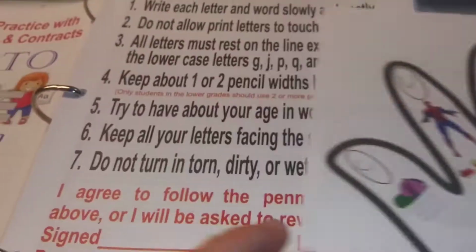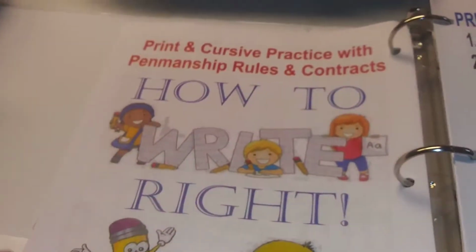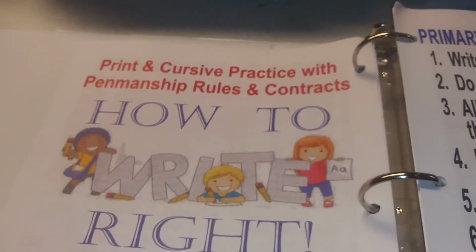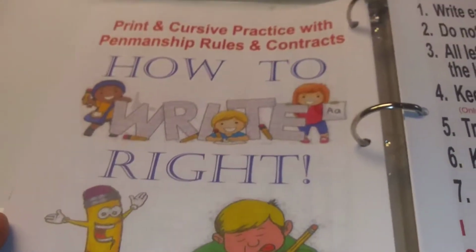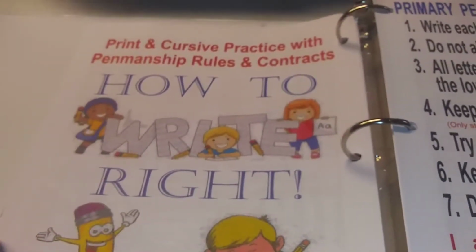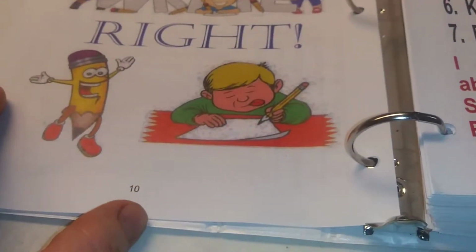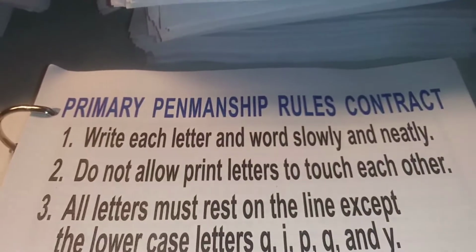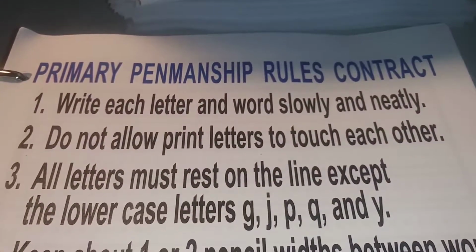So let me show you how that starts in the binder. The penmanship is at the beginning, and I would recommend that you go over penmanship week 1, day 1, and have a standard that you set. I call it print and cursive practice with penmanship rules and contract, how to write right. It starts on page 10 of my new binder. Step 1 is the actual contract that you would go over with your kids.